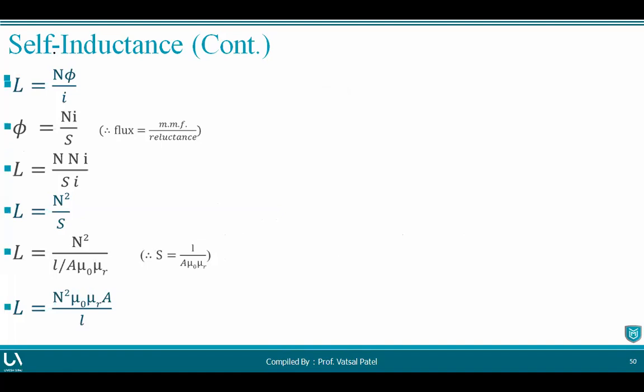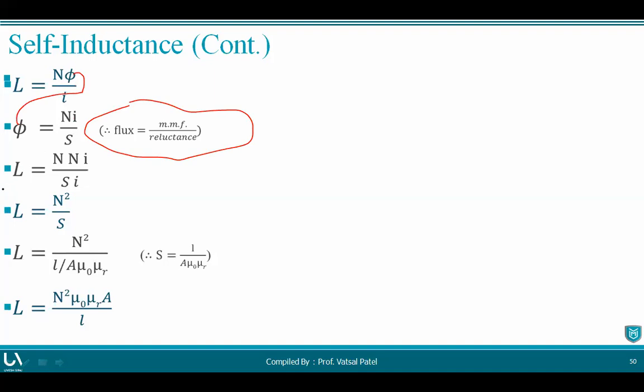So just remember this equation because it is a very important description given here. As we said in the previous part, L is equal to N phi by I, right? And phi is equal to what? Ni by S, where S is the reluctance. Another equation: the flux is equal to Ni by S, mmf per reluctance. So that phi value we are going to put here.